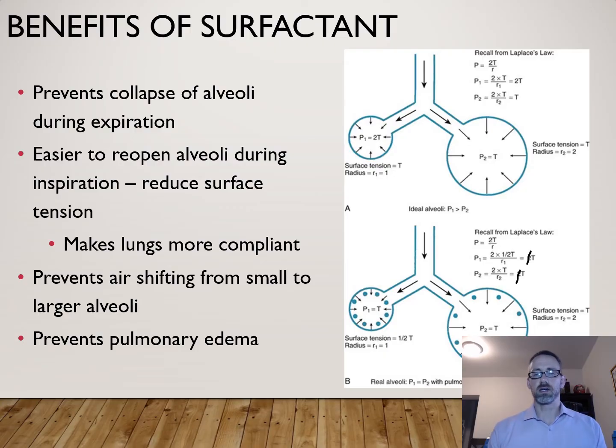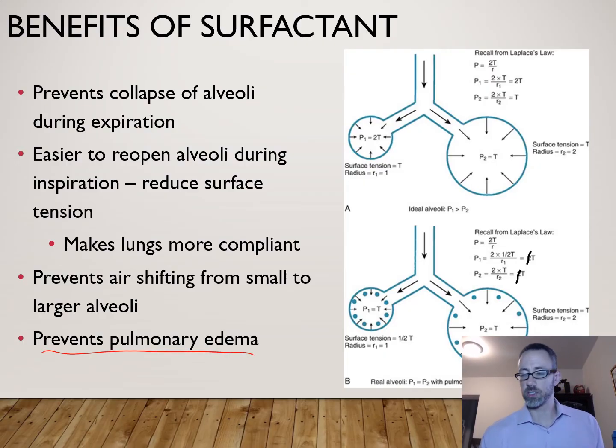So the idea here is that we want the small alveoli to remain open. We don't want them to collapse on themselves. So the surfactant actually works better in those smaller alveoli, as I mentioned. It actually is more effective. And so it reduces that surface tension. It's going to reduce air shifting to larger alveoli because these smaller ones are collapsing. And then finally, also prevents pulmonary edema.